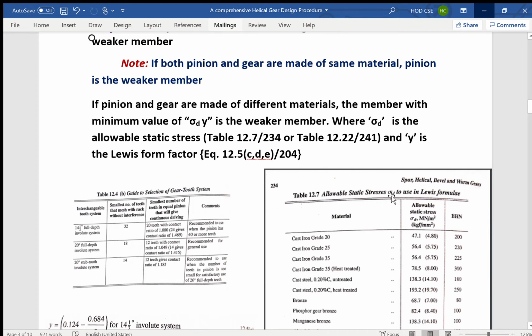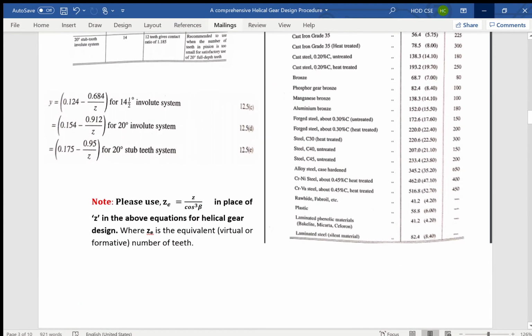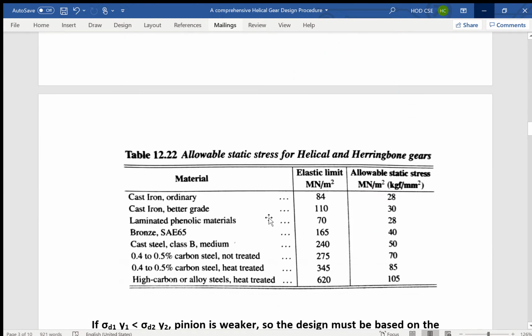To obtain the allowable static stress, you can refer to this table or table 12.22, which is given here: allowable static stress for helical and herringbone gears. Already in the introduction, I mentioned that a herringbone gear is nothing but a double helical gear with no central groove.